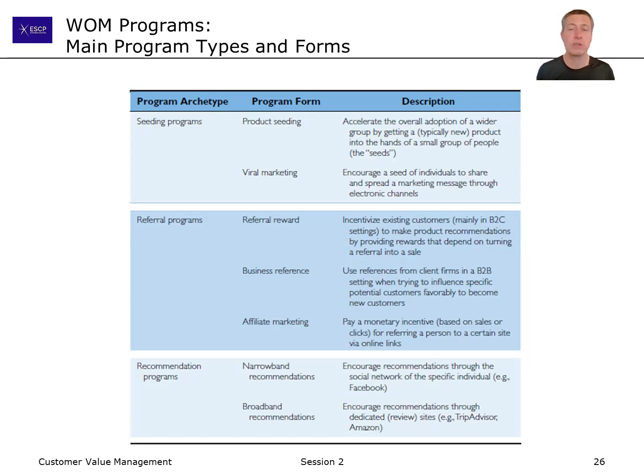You have this very, very frequently in B2B, when one company says, we are also doing business with this and this client. SAP is working with Lufthansa, for example. You have affiliate marketing, which is the payment of monetary incentives for referring a person to a certain website. And finally, you have recommendation programs that can be narrow, either on smaller social networks like Facebook, or they can be broad, like dedicated review sites, word of mouth spread to dedicated review sites like TripAdvisor or Amazon or the like.